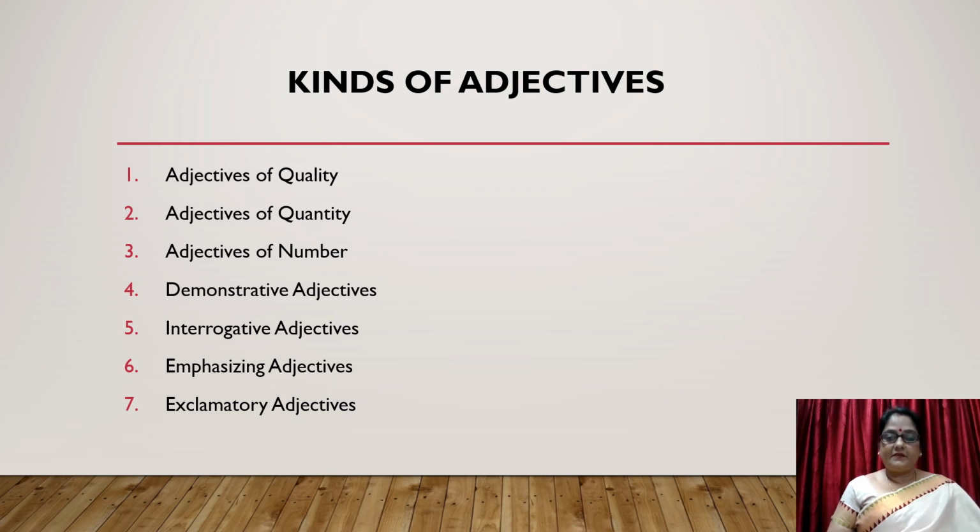Kinds of adjectives. Adjectives of quality, adjectives of quantity, adjectives of number, demonstrative adjectives, interrogative adjectives, emphasizing adjectives, and exclamatory adjectives. These are 7 kinds of adjectives. Let's take them one by one.